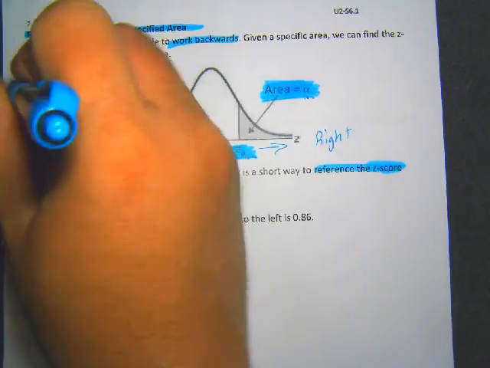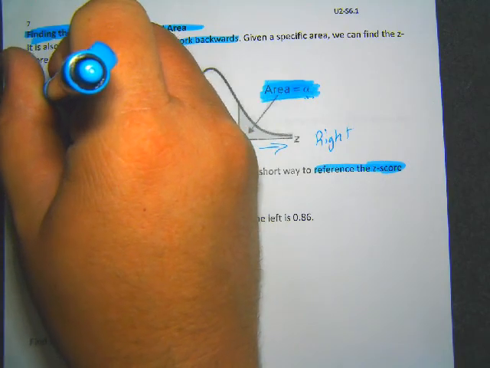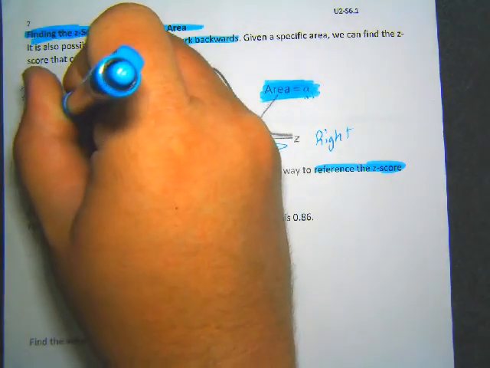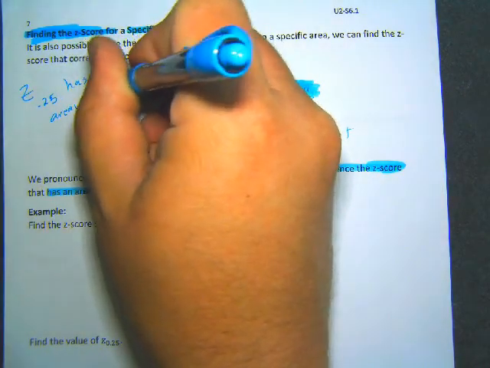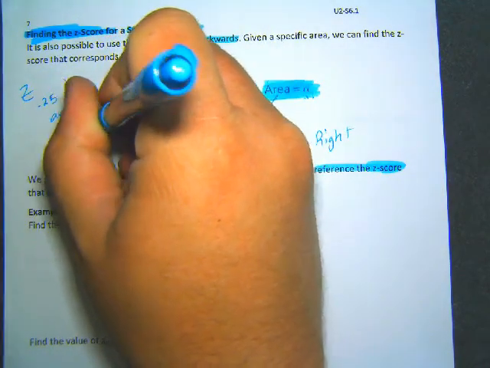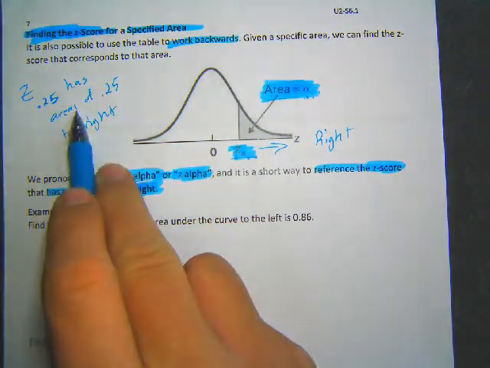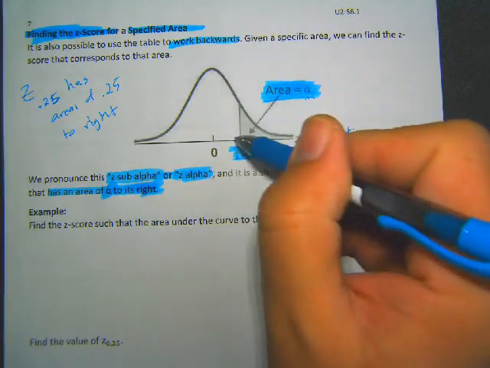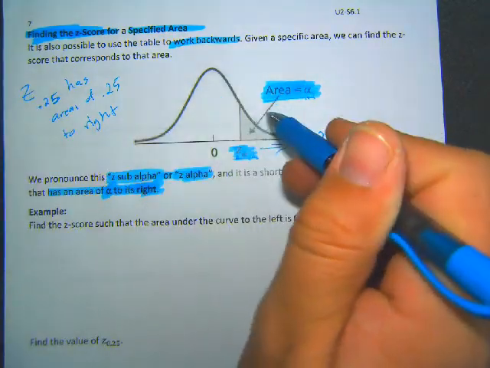So like z of 0.25 has an area of 0.25 to the right. That's what that means. Because it's z sub 0.25, z sub 0.25 has an area of 0.25 to the right. So like this area would be 0.25 if that was a z of 0.25. And it'd be a z-score that has that much area to the right.